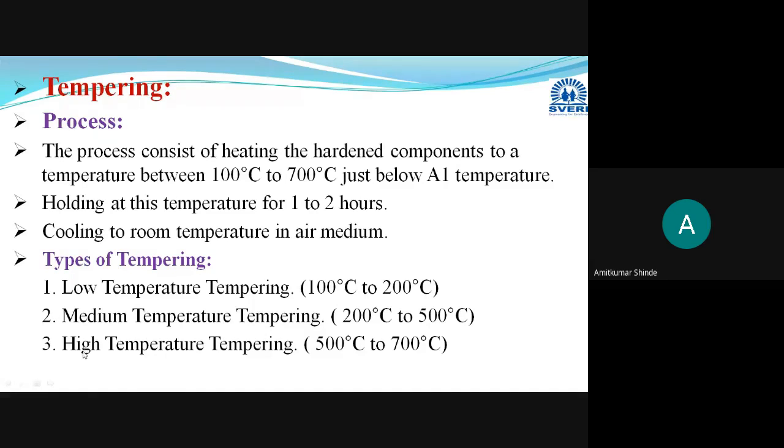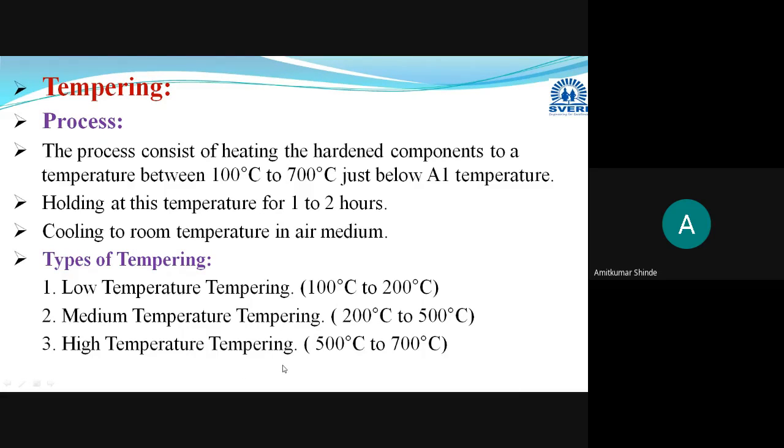Then the last tempering process is high temperature tempering. Here again the temperature zone will be different. For each type we have to explain like this. Initially from room temperature the component is heated below the A1 temperature, in the temperature zone 500 to 700 degrees Celsius, and that component is held at this temperature for 1 to 2 hours, and after that it is cooled to room temperature in the air medium. This is for high temperature tempering.